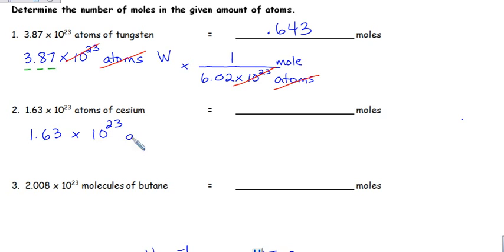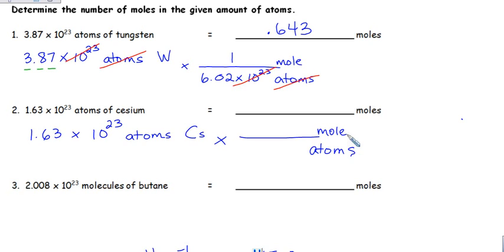I start with what I have, atoms of cesium. And you have to put the unit in. Sometimes people will say, I don't get this, I'm not getting the right answer, I don't know how to start these. If all you do is put the number down, I don't know how to set up the proportion. You have to tell me, what is that 1.63 times 10 to the 23rd? Oh, it's atoms. Because then I'm putting atoms on the bottom of my proportion, so they cancel. What I want goes on top.